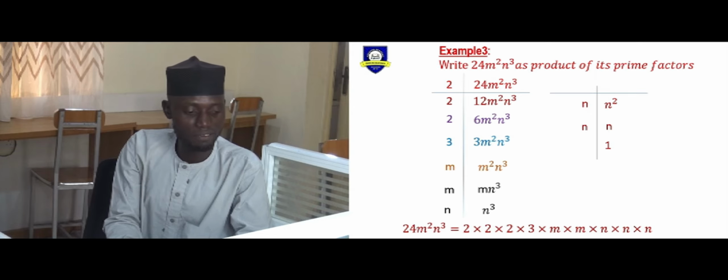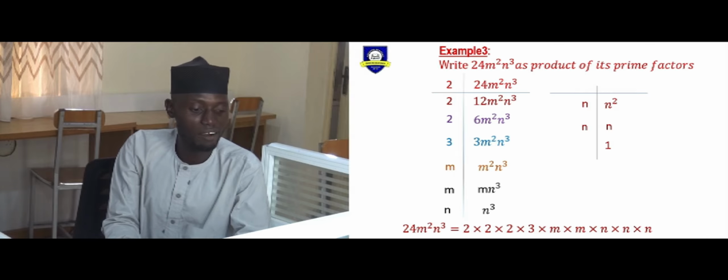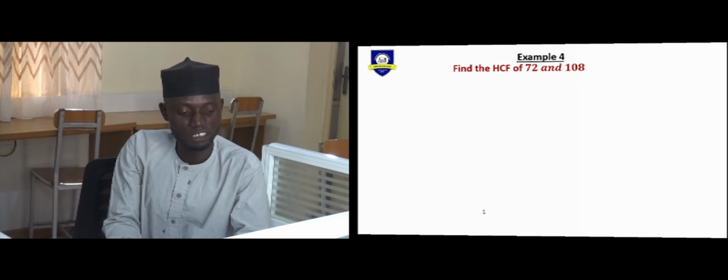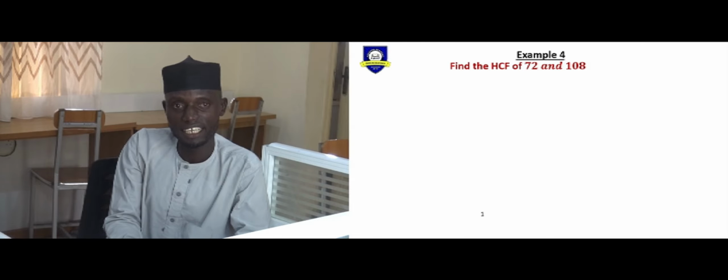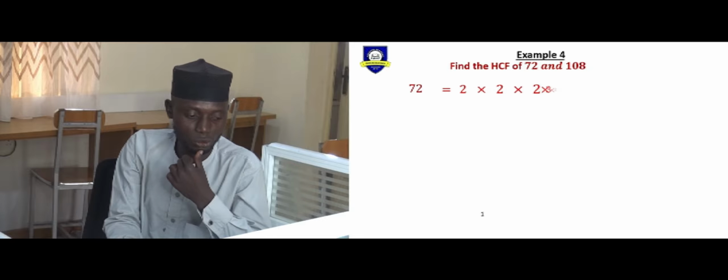The next question we have here is on highest common factor. On the screen we have: find the highest common factor of 72 and 108. So we do this the same way we solved the previous question. We express it as a product of its prime factors. 72 gives 2 times 2 times 2 times 3 times 3. 108 gives 2 times 2 times 3 times 3 times 3.